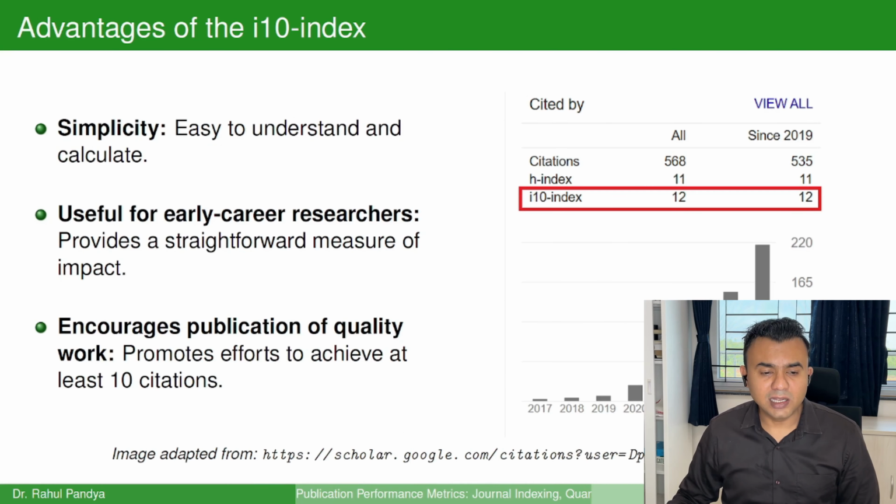If I take any Google Scholar profile, here you can see there are 12 papers which got more than 10 citations. Google Scholar computes it automatically.